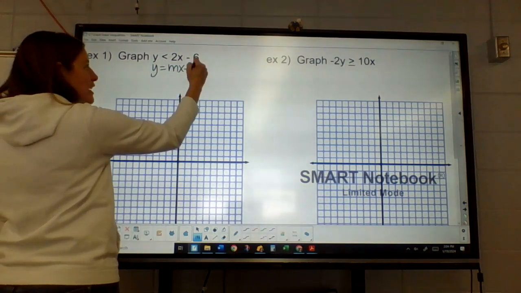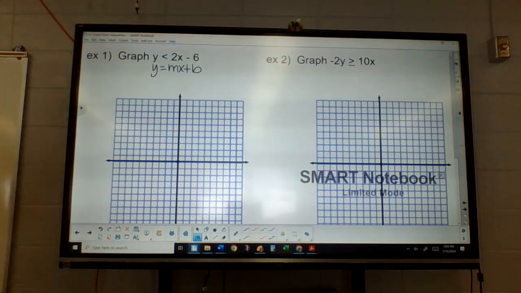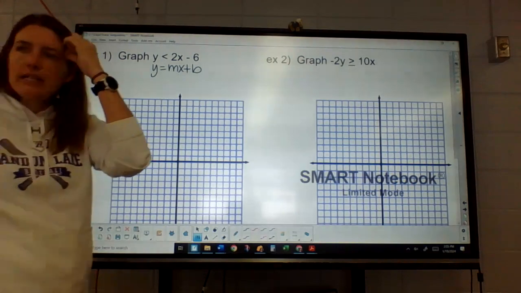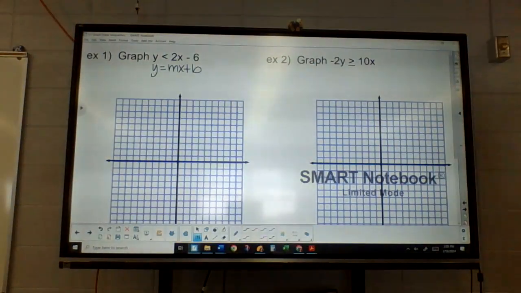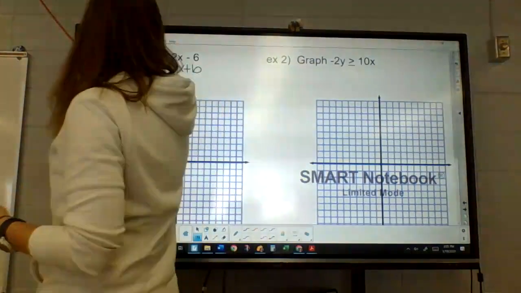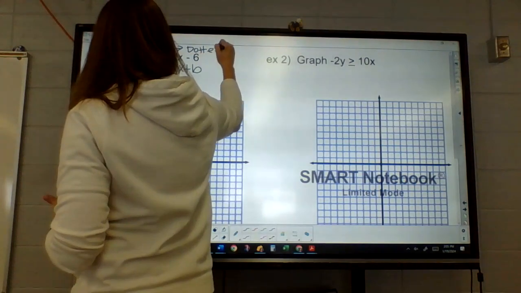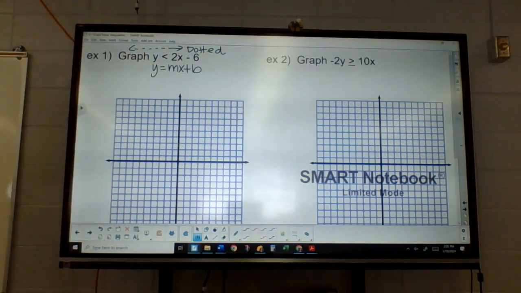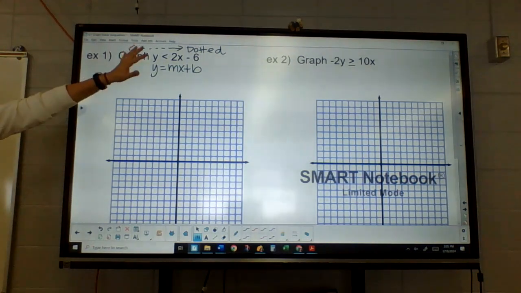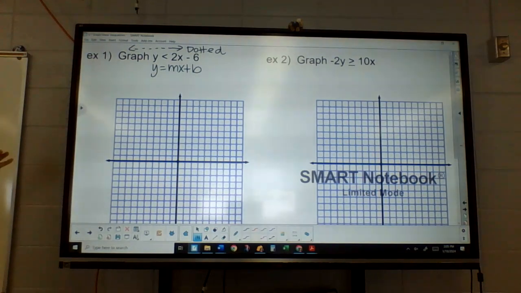Now notice it's not an equal sign. It's that less than symbol. Right away when I see that less than symbol, I want to put a little note down so I know what type of line this is going to be. What type of line will we have? This is going to be a dotted line. So if you want to somehow up here write something that'll help you remember that, so you know that line should be dotted. And it's because it's that type of inequality versus having the equal to line. Okay?